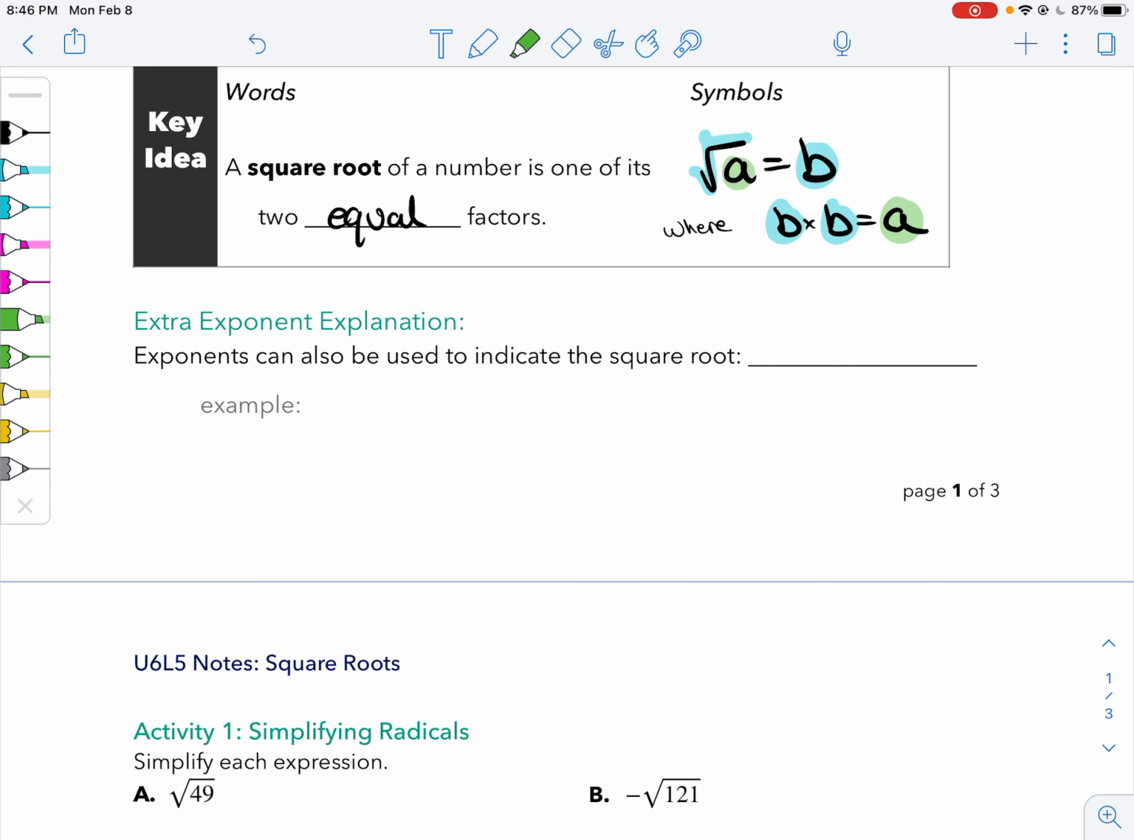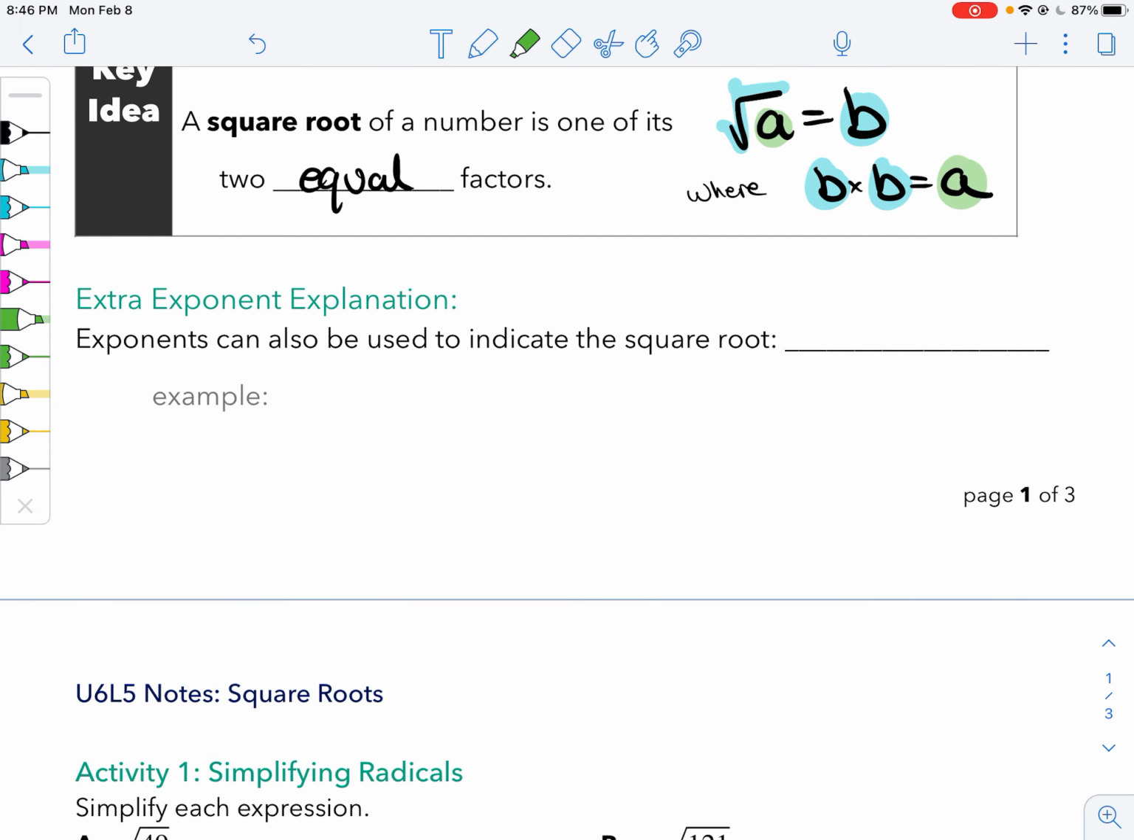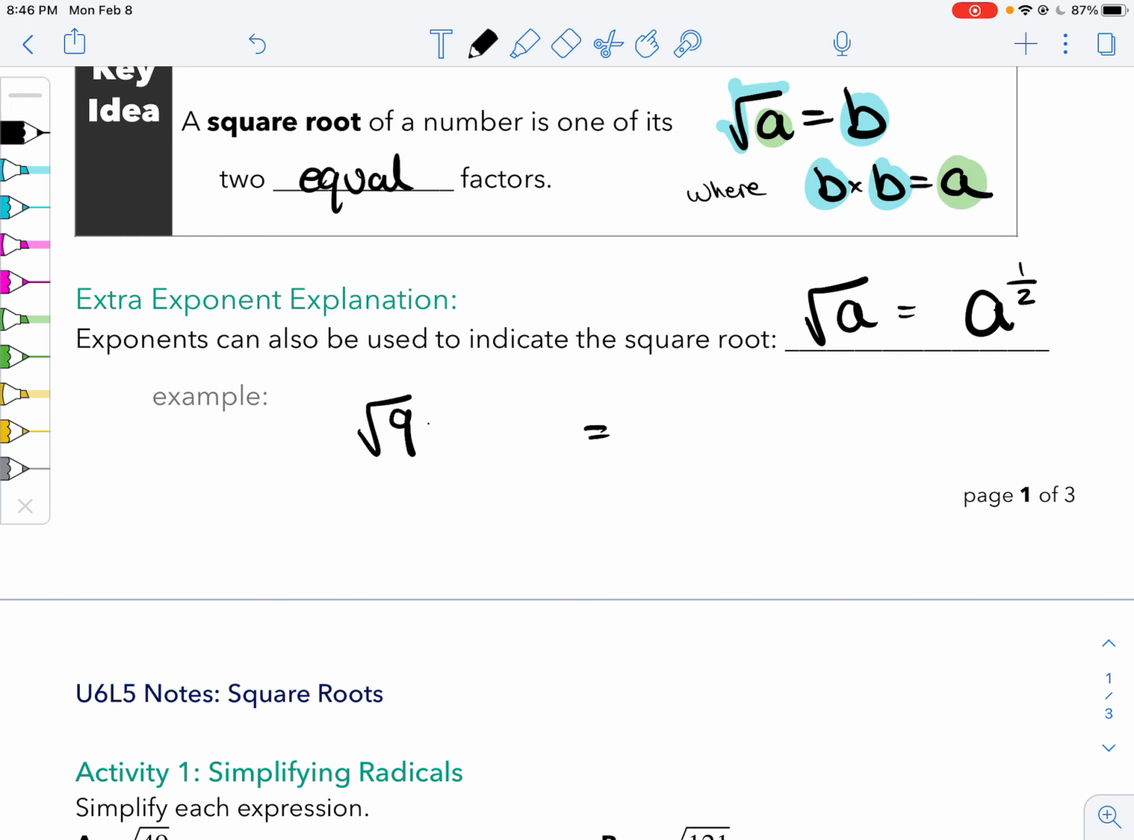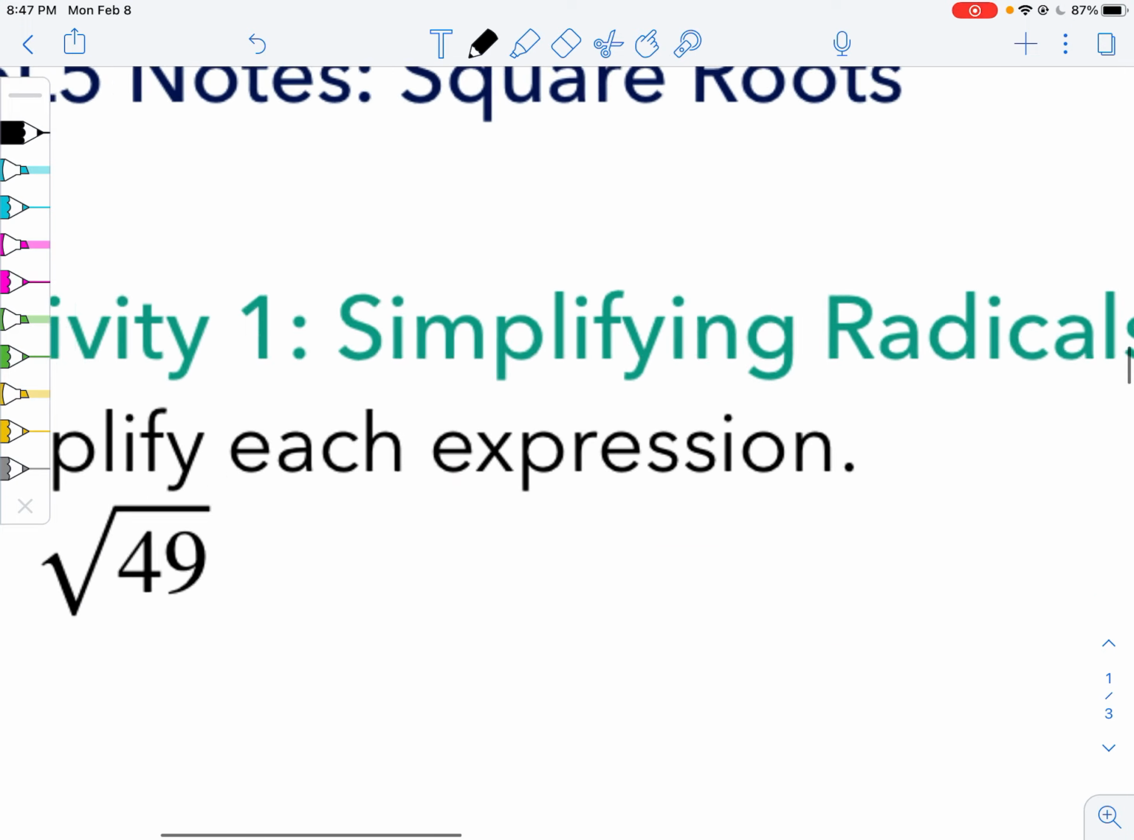Okay, but why does this fit into our little exponent unit? Well, that's because the square root of a number is the same thing as that number to the 1/2 power. So for example, the square root of 9 is 9 to the 1/2 power, which is 3. Because if you went the opposite way, 3 squared is 9.